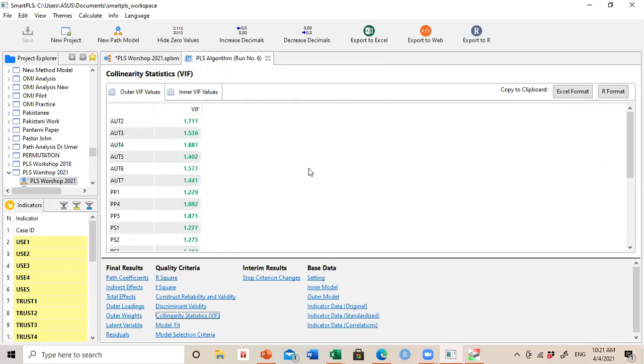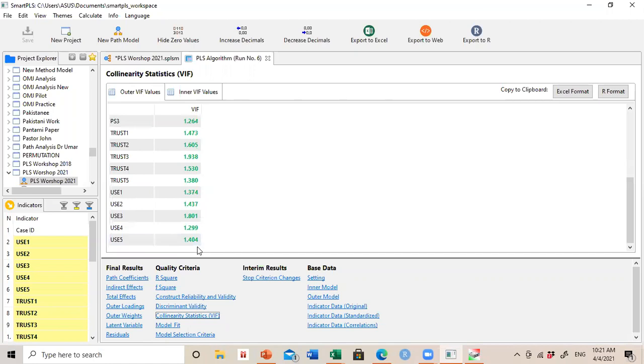Now this software gives you a very simple way of understanding it. It gives you the value in color. If all green, achieved, all green significant.